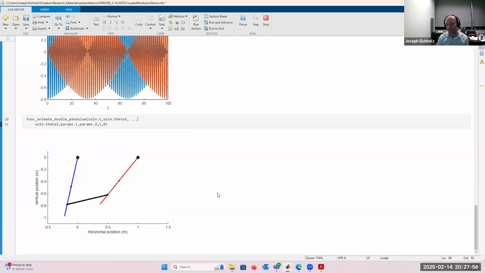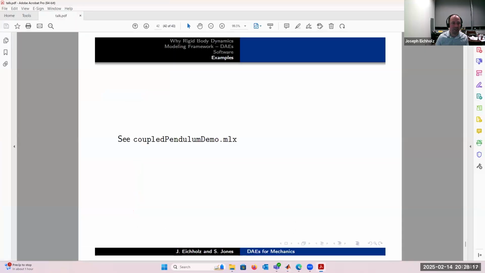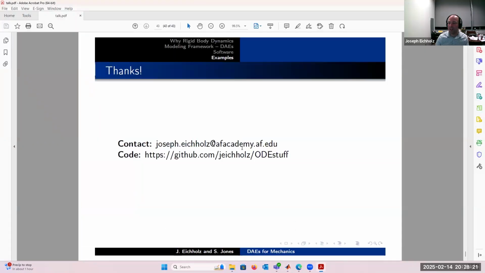So the point is that if we're just willing to go to a DAE framework and we're willing to use some software to help with the terrible bits of algebra and differentiation, then we really can get students to do interesting mechanical problems that hopefully kind of piques their interests and keeps them thinking that math is a thing they should pursue.